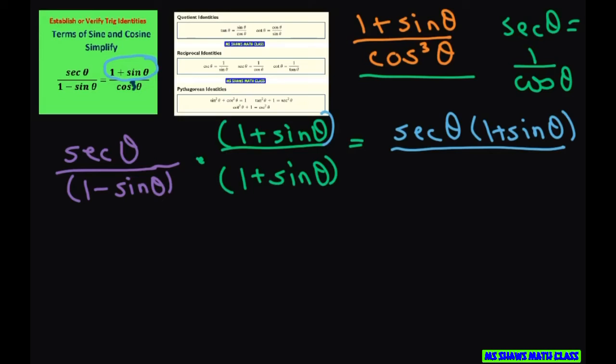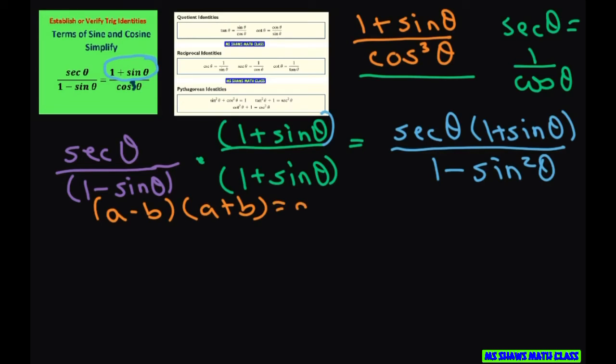Now, the denominator is just going to be 1 minus sine squared of theta. This is your (a minus b) times (a plus b) formula, which gives you a squared minus b squared. We know this is cosine squared based off our Pythagorean identities.